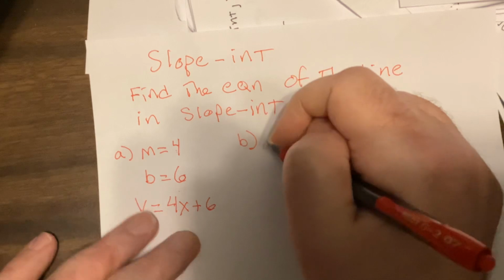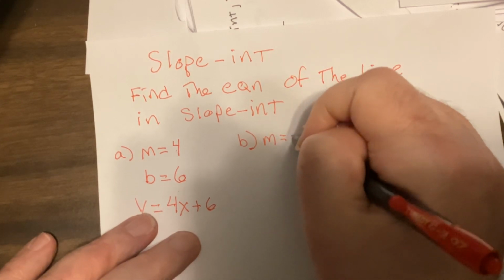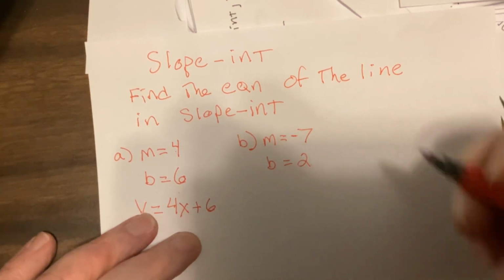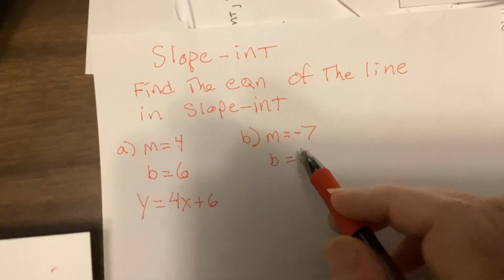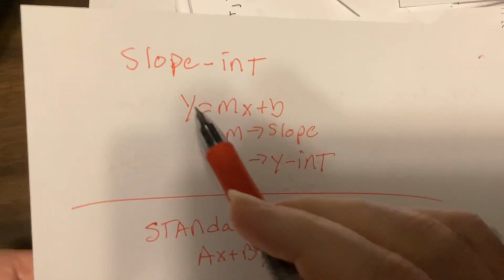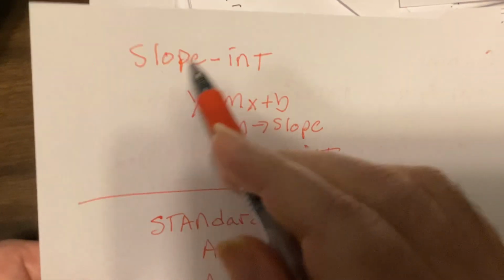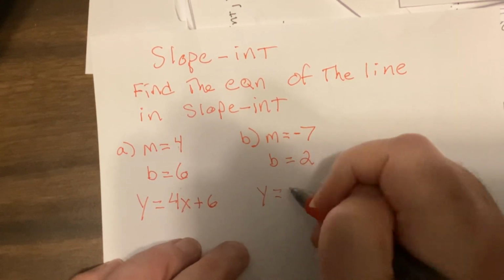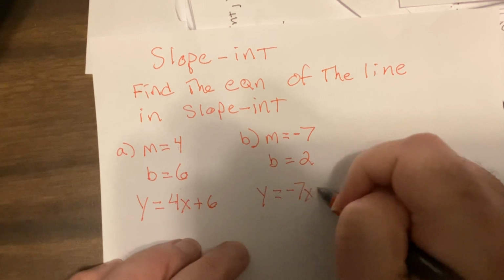B. What if I told you the slope is -7 and the y-intercept is 2? Well, I start over. I'm given a slope and an intercept. So am I going to use slope-intercept? Oh, yeah, I am. So it's y equals -7x plus 2.